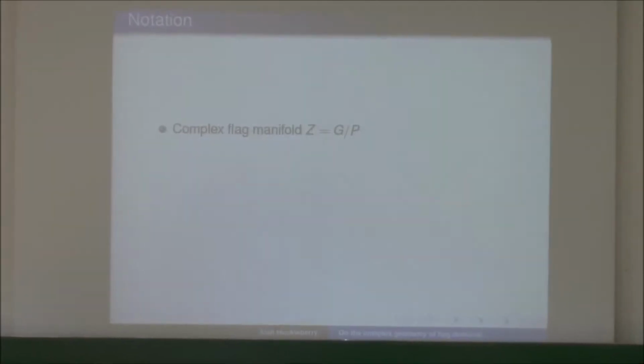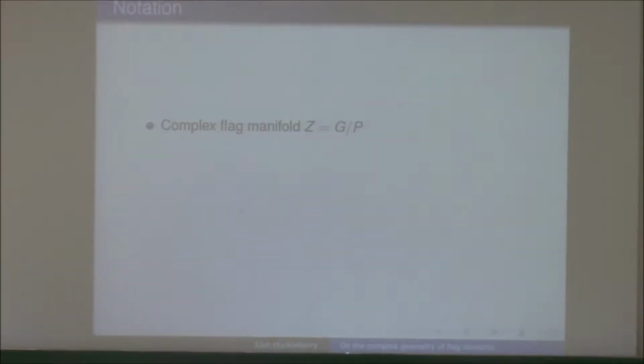I didn't have the energy to do this notation, which I should have. Sorry, I didn't follow the notation. Here's the flag manifold Z equals G mod B. The real form is G0. And as you know, G0 has only finitely many orbits on Z, and so there are open orbits, and any one of them will be called a flag domain.